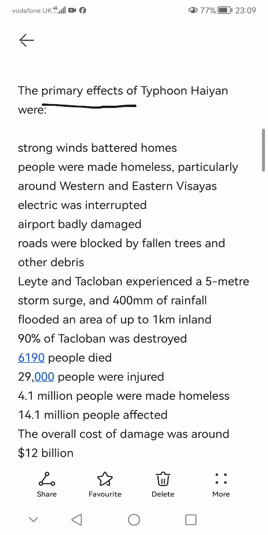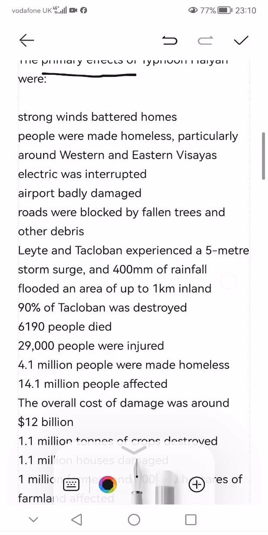So in terms of primary effects, obviously the winds battered homes, people were made homeless. You can read through these at your own discretion and pause the video if you'd like to. Electric was damaged, the airport was badly damaged, roads were blocked by fallen trees and other debris. They also experienced, I can highlight this here, they experienced a 5-meter storm surge.